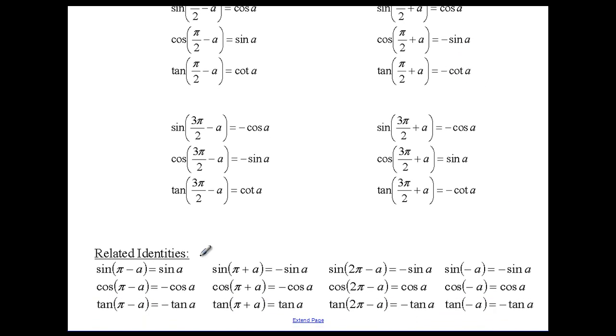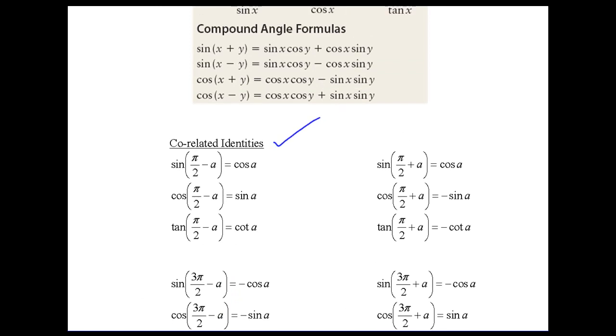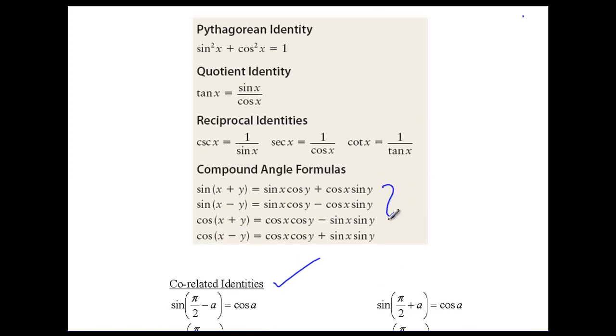Recall, we have related identities, we have correlated identities, and then we have our main compound angle formulas. Again, these are the ones that help derive our correlated identities, and we'll do a couple of examples. Make sure you know the reciprocals, and then from grade 11, our two identities, both Pythagorean and quotient.